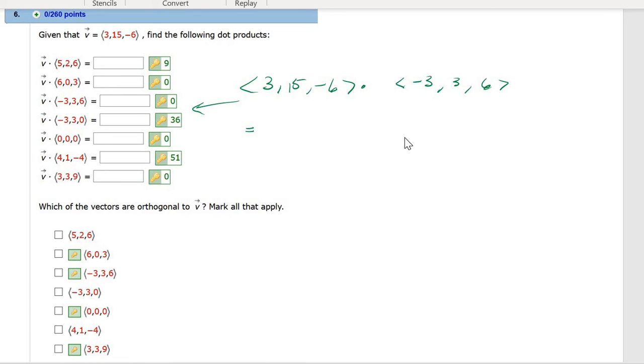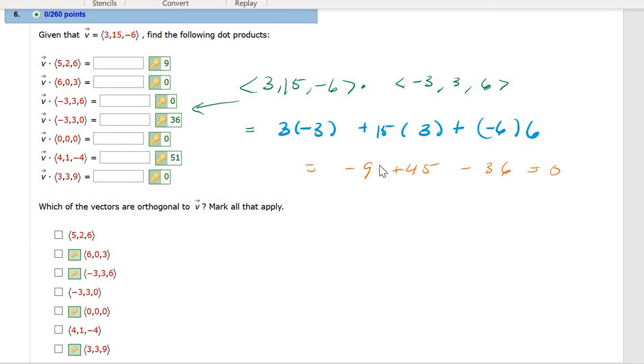We already did this on harder problems, but for example, if I was going to take the dot product of u and v, with v being minus 3, 3, 6, I just crank it out component by component, being careful with minus signs, and I get 0.